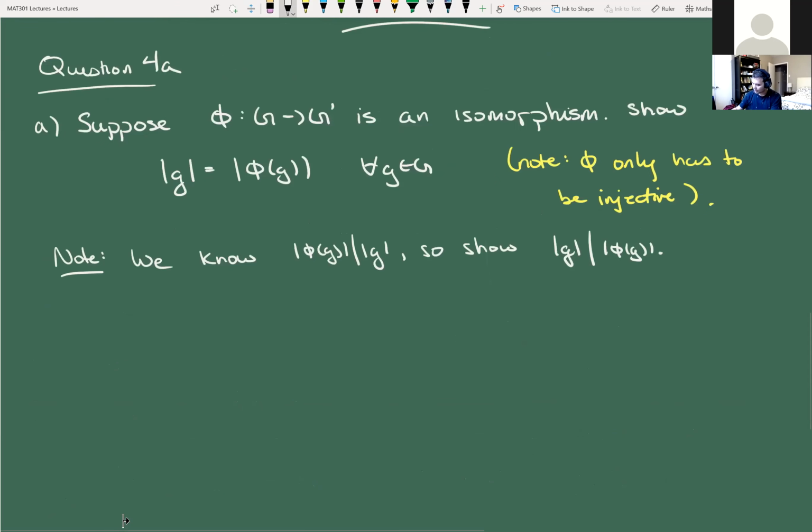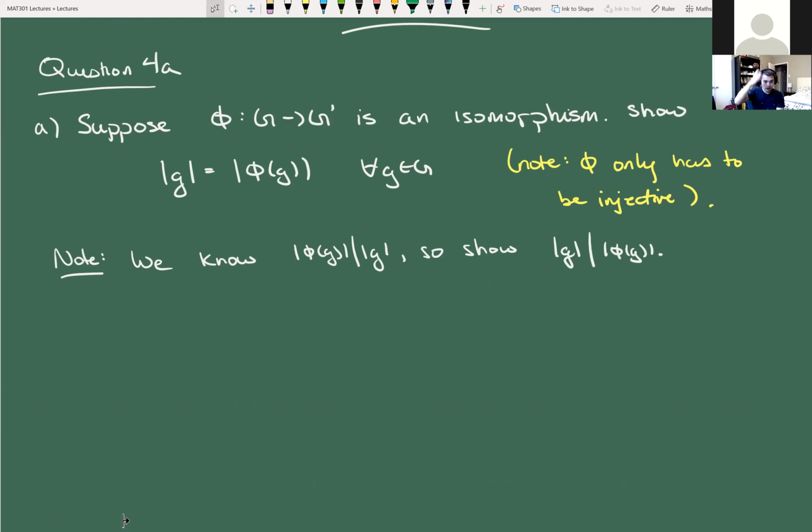Okay, now for this one, what is that thing on the bottom of my screen? Okay, whatever. So like I said, we already know that the order of phi g divides the order of g. So now we need to show the other direction. And this really suggests to us, again, that we're probably going to try and show that g to the order of phi g is equal to the identity, because that will give us this division relationship.